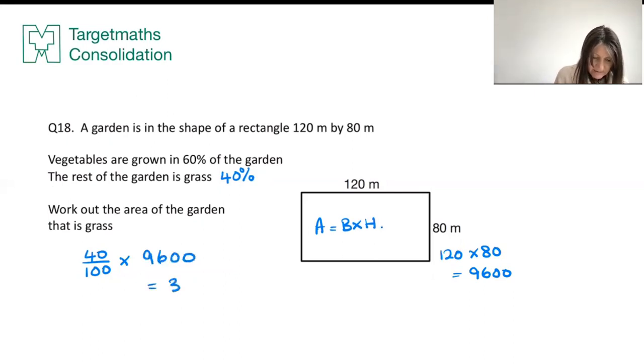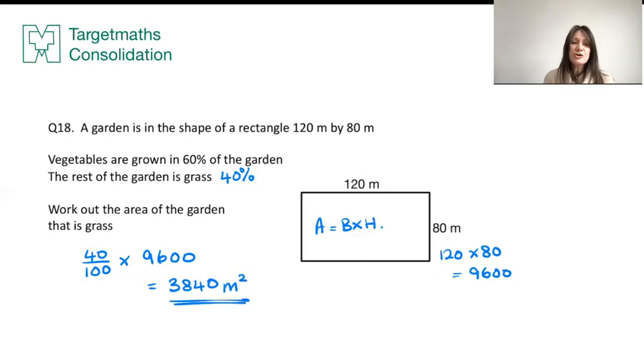And that is 3840. So that is the numerical number, the area of the garden. It's 40%. Remember your units, meters squared.